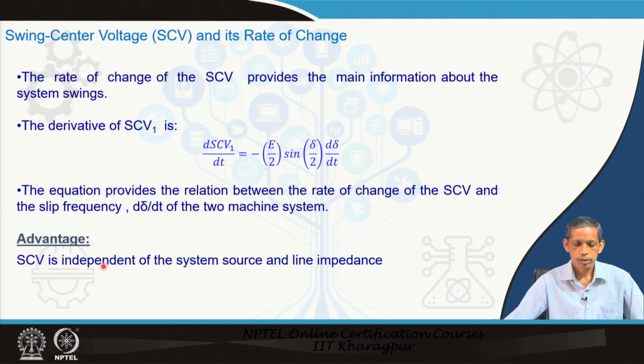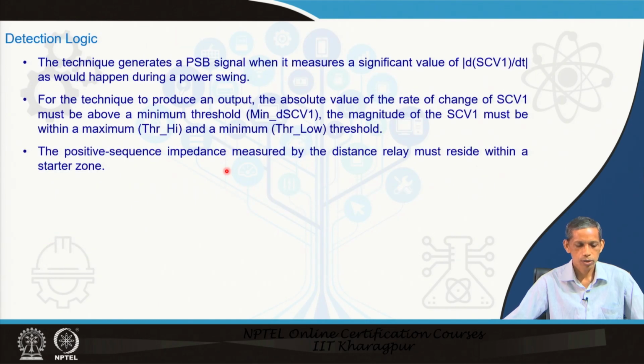What is the advantage? It is independent of source and line impedances, which are difficult to get, unlike in the earlier lectures on the concentric circle or the blinder approach, where you require the ZT impedance and total impedance of the system. So, the derivative can be easily obtained from this, and that will be indicative for distinguishing swing versus fault and unstable swing.